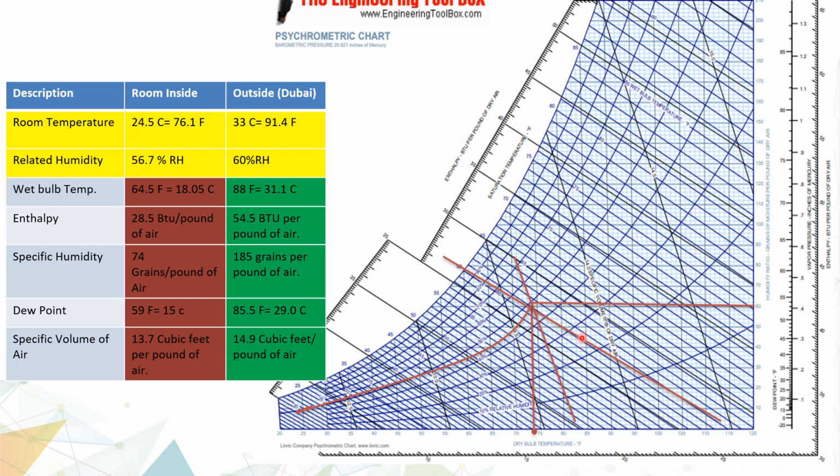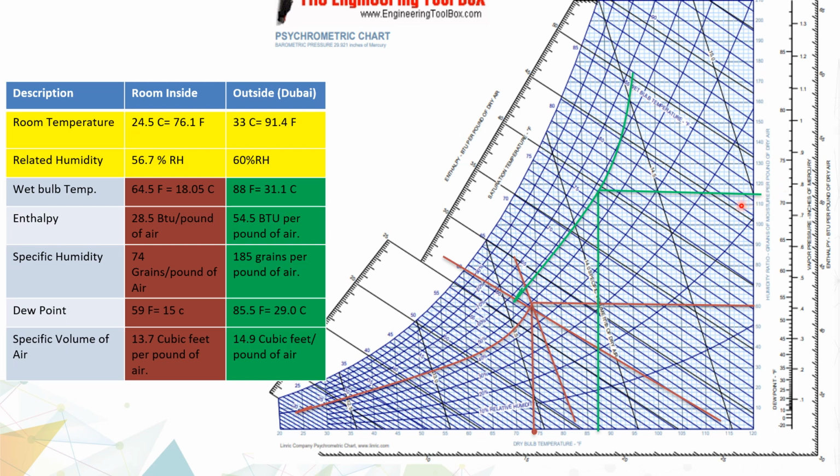the inside room temperature. Now we are going to discuss the outside temperature in Dubai. The outside temperature is 33 degrees Celsius, that is 91.4 degrees Fahrenheit. I draw a line here, and the humidity is 60% RH. I draw a line on the humidity line; this curved line represents the humidity. Then by this point we are going to know the enthalpy, specific humidity, dew point, and specific volume. So this is the line I put here.